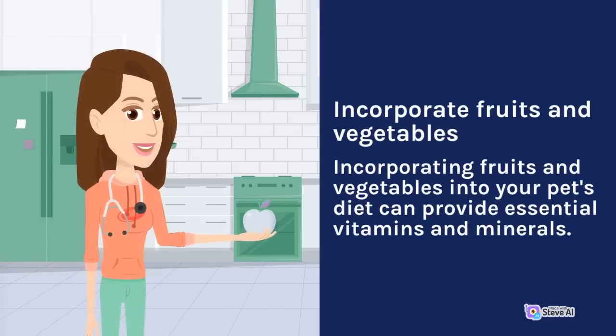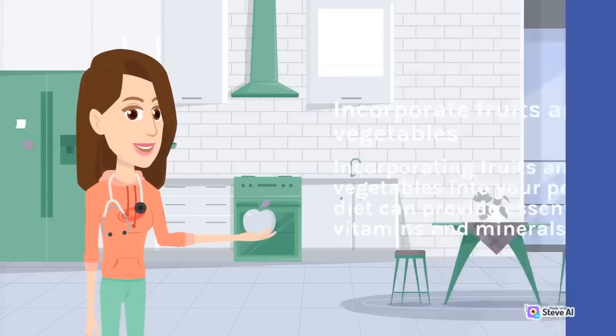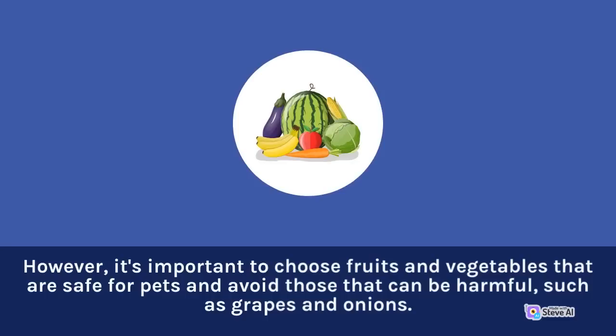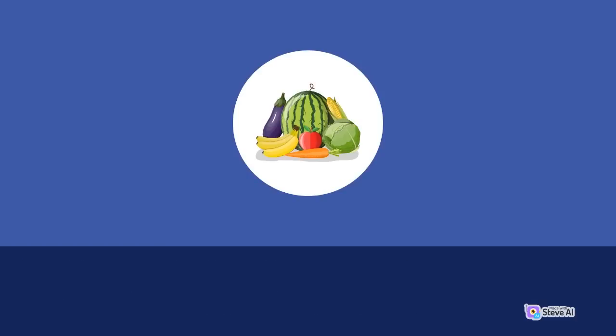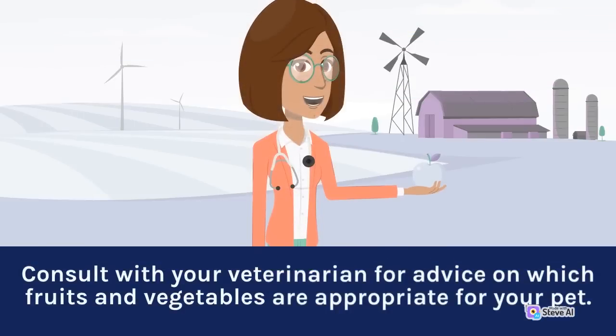Incorporate fruits and vegetables. Incorporating fruits and vegetables into your pet's diet can provide essential vitamins and minerals. However, it's important to choose fruits and vegetables that are safe for pets and avoid those that can be harmful, such as grapes and onions. Consult with your veterinarian for advice on which fruits and vegetables are appropriate for your pet.